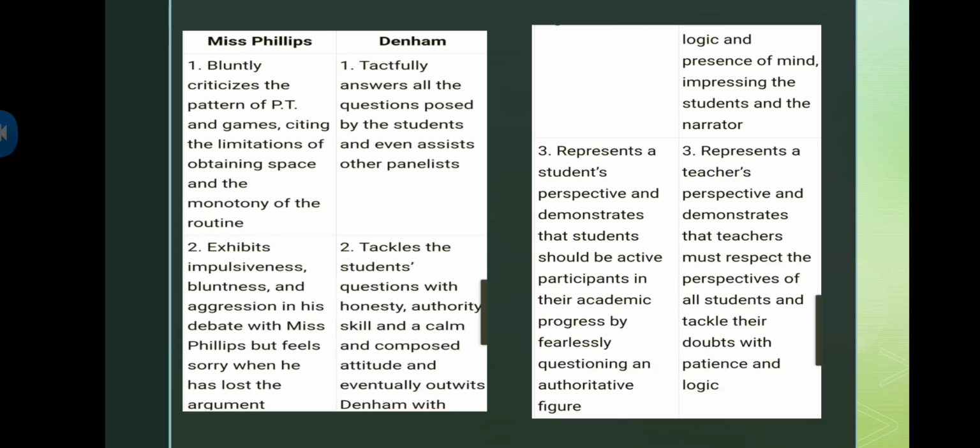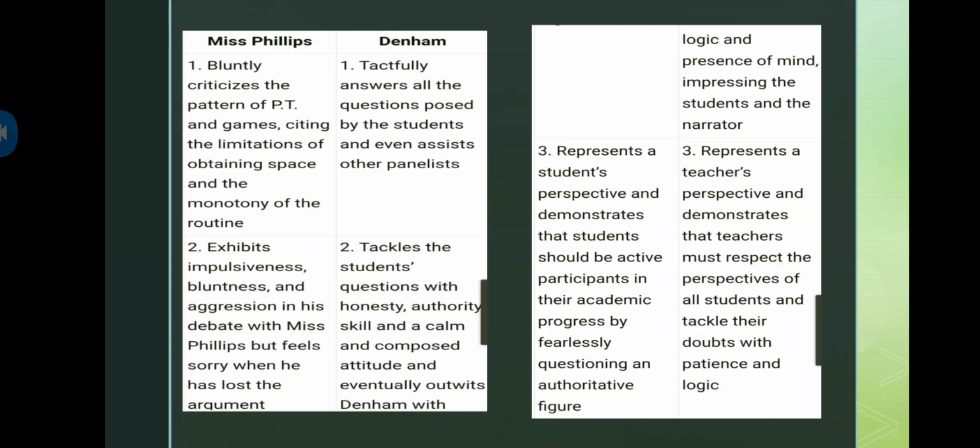Now moving towards the two other characters, Miss Phillips and Denham. So Denham bluntly criticizes the pattern of PT and games, citing the limitations of obtained space and monotony of the routine. Then Miss Phillips tactfully answers all the questions posed by the students and even assists other panelists.